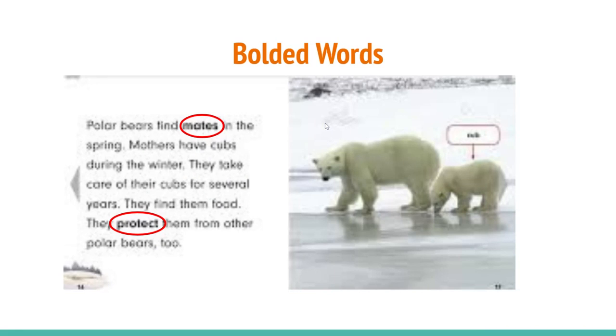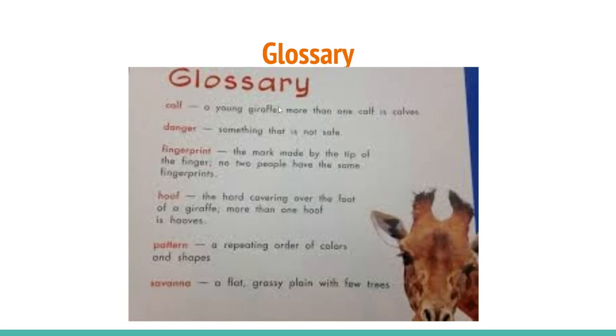In our pages, we also see something called bolded words. Bolded words are words that are written in darker letters that make them stand out. Usually these are words that you might not know, and they would be your vocabulary words. We can find out what these vocabulary words mean by looking in the glossary. The glossary is a small dictionary at the back of each of your books.